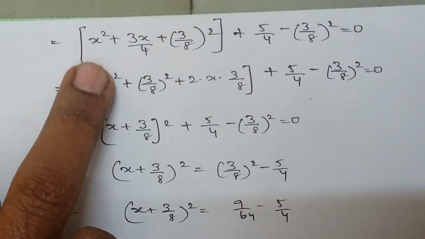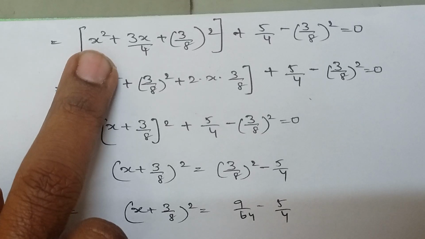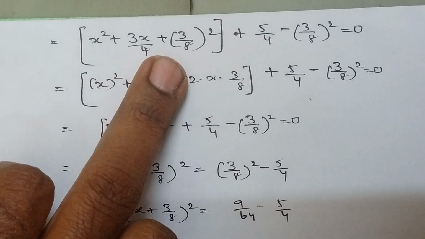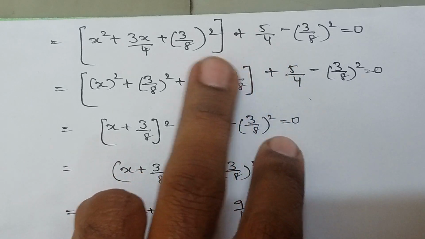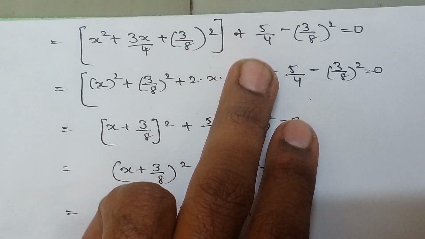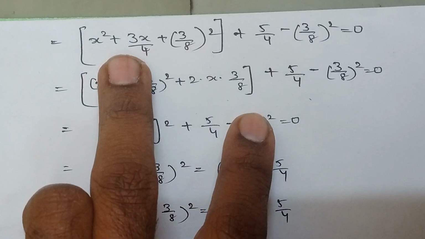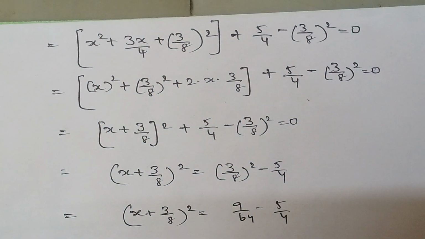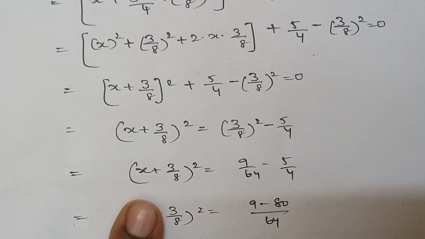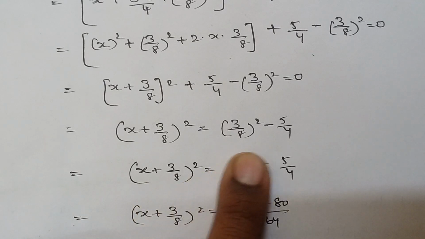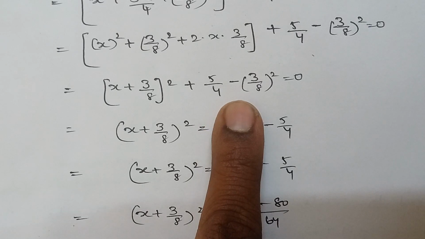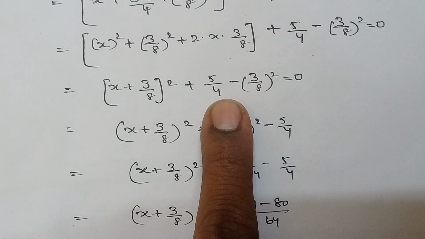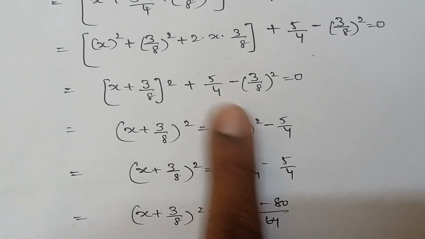Now it becomes x square plus 2ab plus b square students plus 5 by 4 minus 3 by 8 whole square. We shifted 5 by 4 to this side and we converted the terms into a plus b whole square formula. Now it becomes a plus b whole square, x plus 3 by 8 whole square equal to, simplify this one because square cannot be negative, right? So take down, this is a more value than this, so take down this side first, this is second.